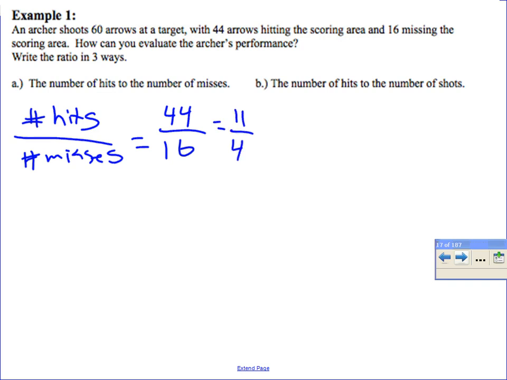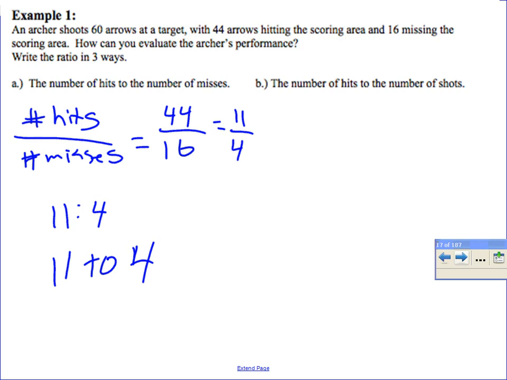Good. 11 over 4. What's another way to write a ratio? Adam? Good. Sean, what's another way to write a ratio? Awesome. So there's our simplified ratio. We're comparing 2 quantities. It has to be completely simplified. This is pretty easy, but you got to make sure it's simplified.